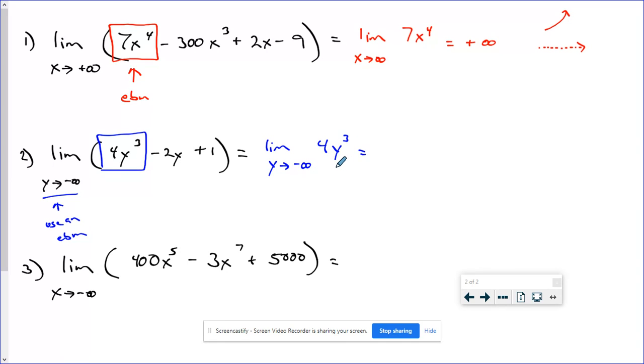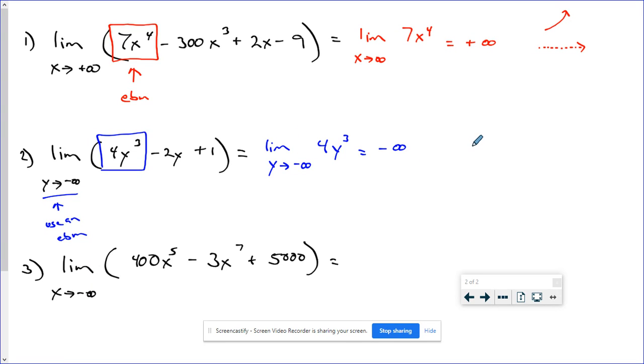Cube it. What do you get? You get a large negative number. All right, multiply it by 4. You still get a large negative number. So as y goes to negative infinity, 4y cubed also goes to negative infinity. Now, these don't always match up, guys. You actually have to think about it like I'm thinking about it.